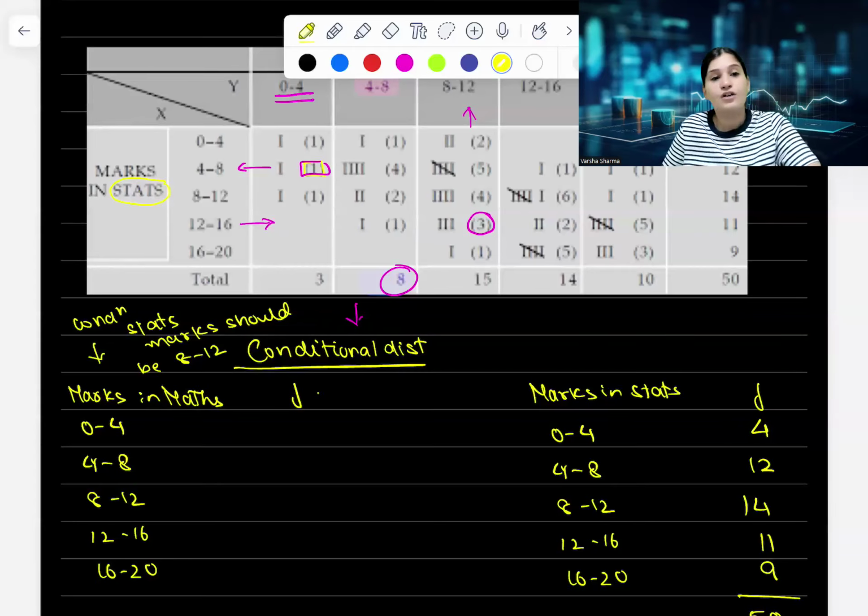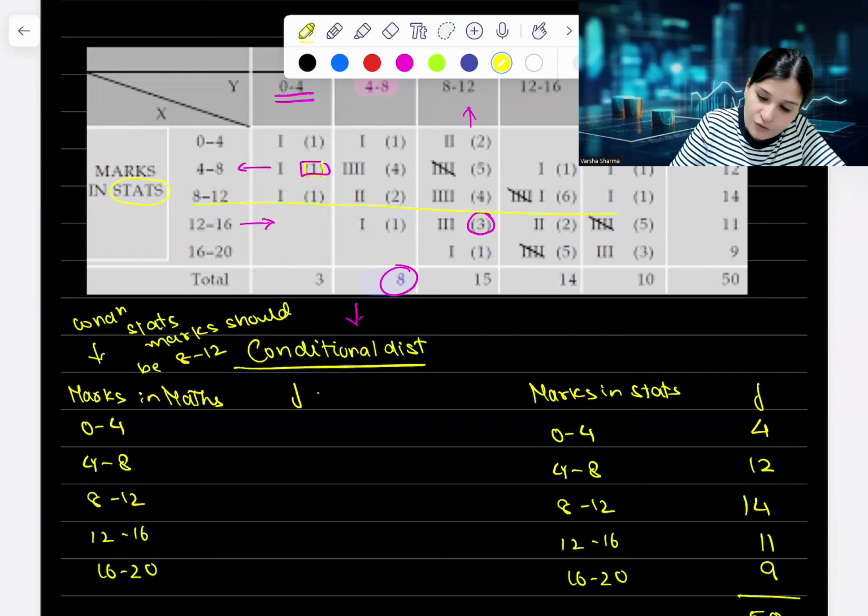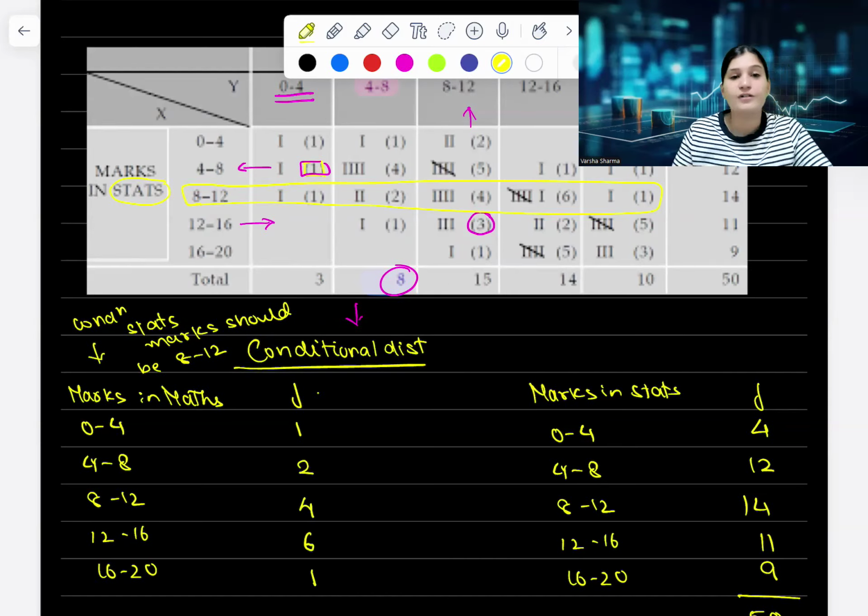between 8 to 12. So you take only those students in your table who have got marks in statistics between 8 to 12. Now you tell me how many students have got marks in mathematics 0 to 4, provided they have got in statistics 8 to 12? 1. Do you all agree? Yes, ma'am. We are only allowed to take this table. So here the frequency will be 1, then 2, 4, 6, and 1. Do you all agree?